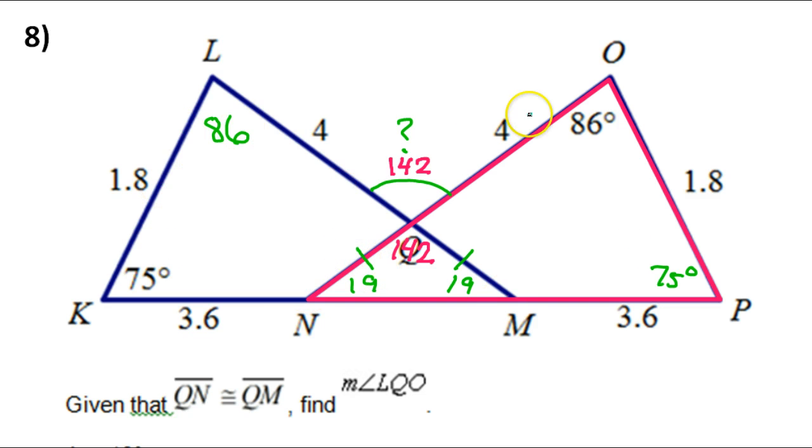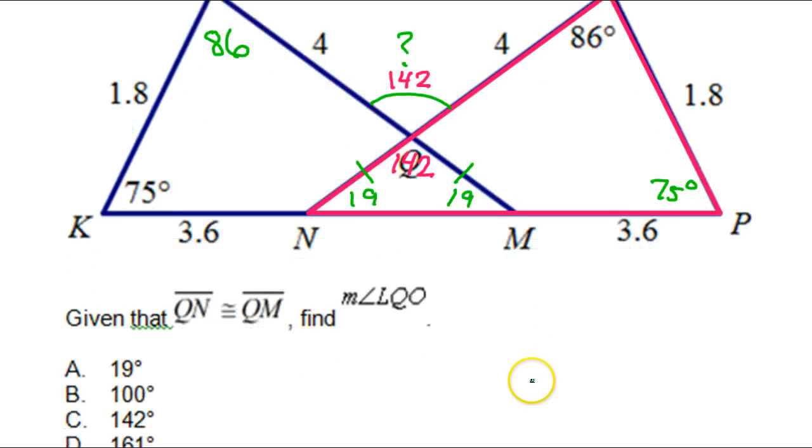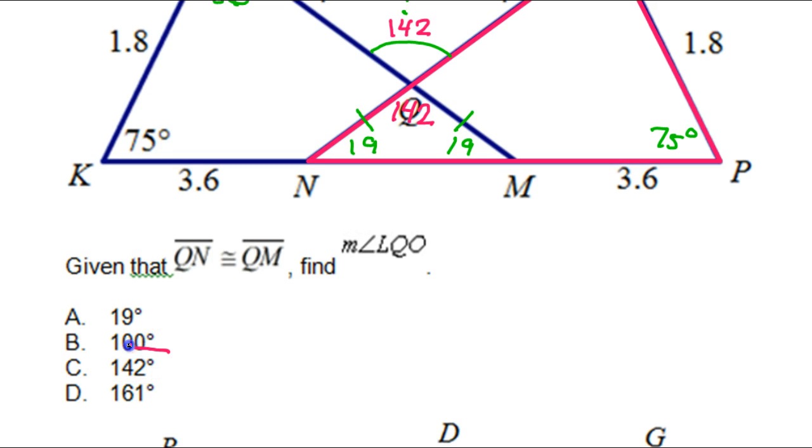So that was quite a little journey, and to be honest with you, when I first started out, I didn't know how I was going to find this angle. But as a strategy, I think it's a good idea to just start solving for things that you know, and see what happens. See where the journey takes you. So 142 degrees. All right, and that was C.